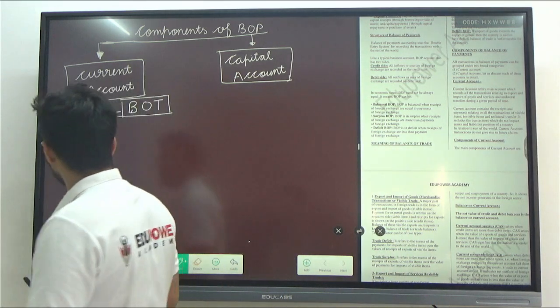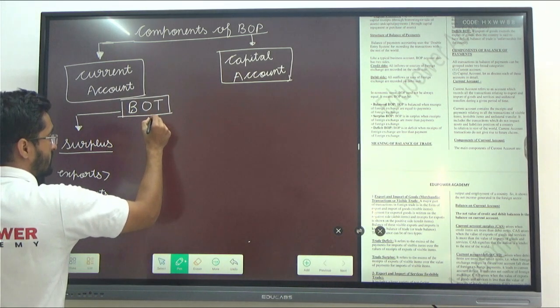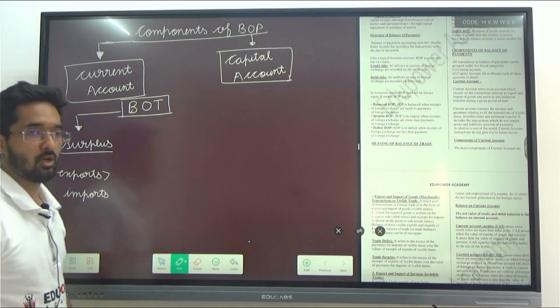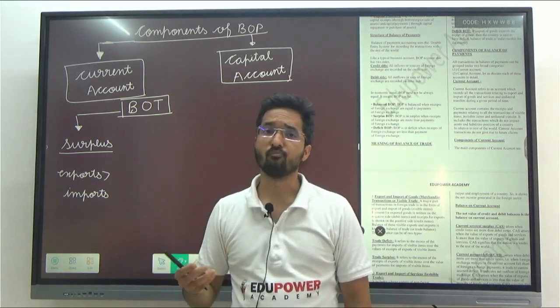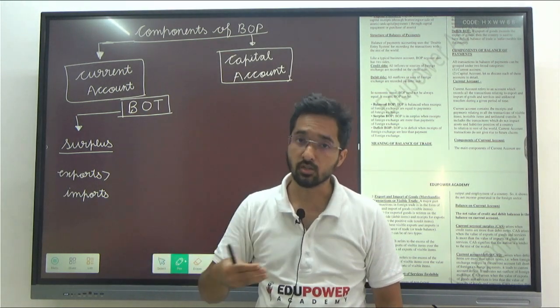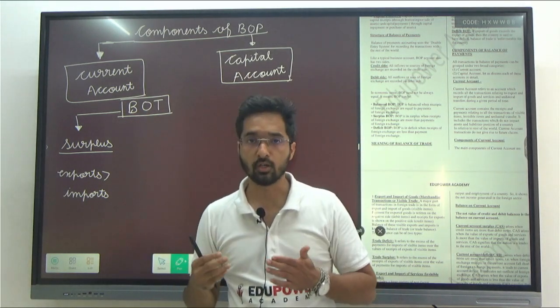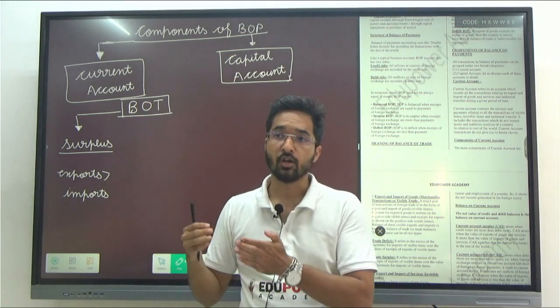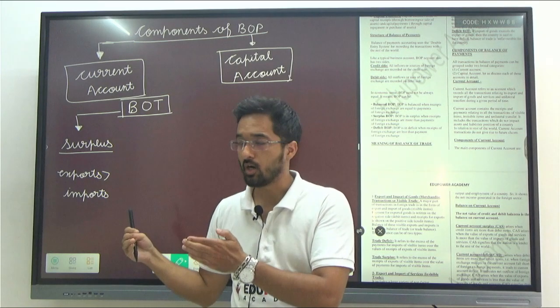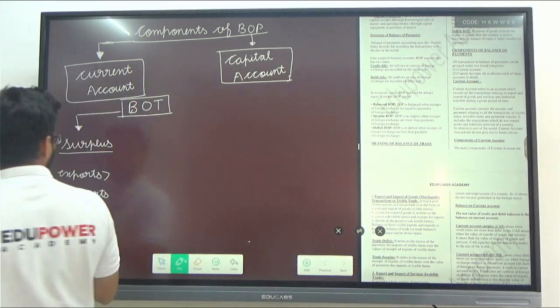So, first case is when the balance of trade is a surplus. It is a very favorable situation for India. Because in this situation we have money coming in, we have foreign currency coming in, and all this foreign currency and these reserves are saved and kept safe by the RBI. Next case is deficit.